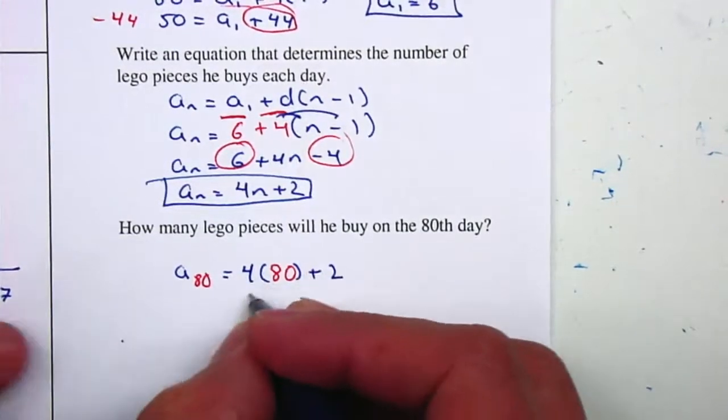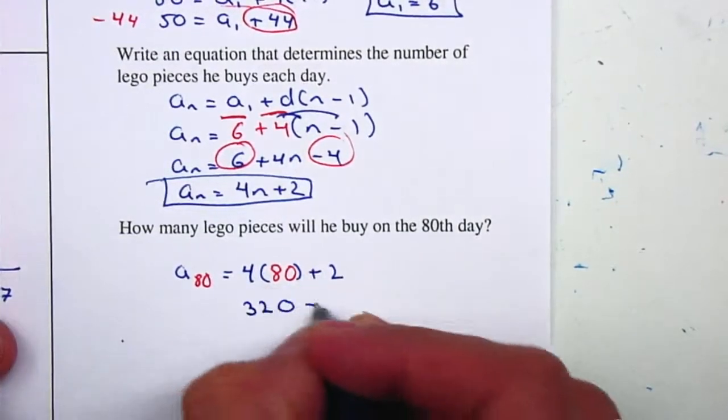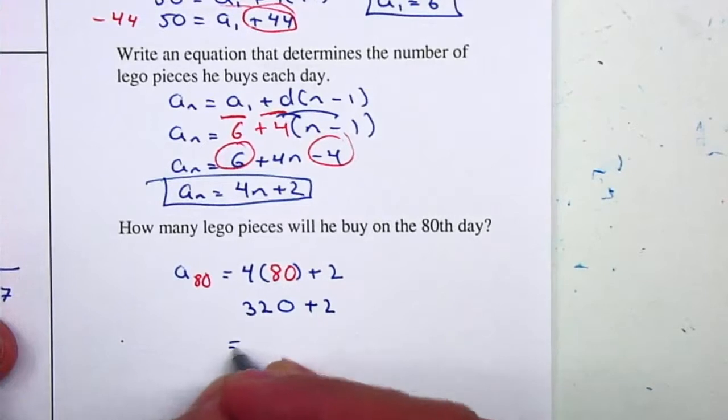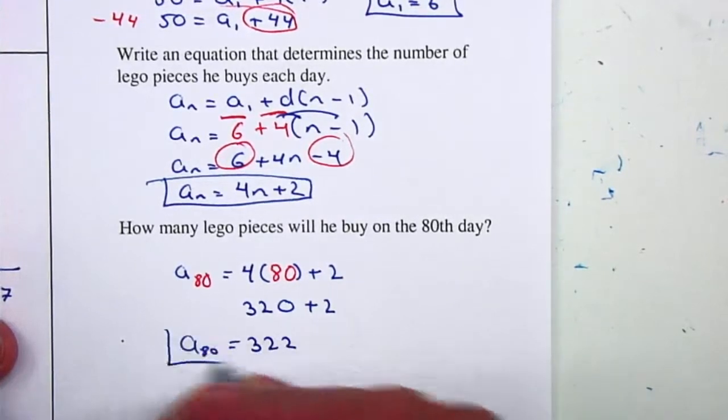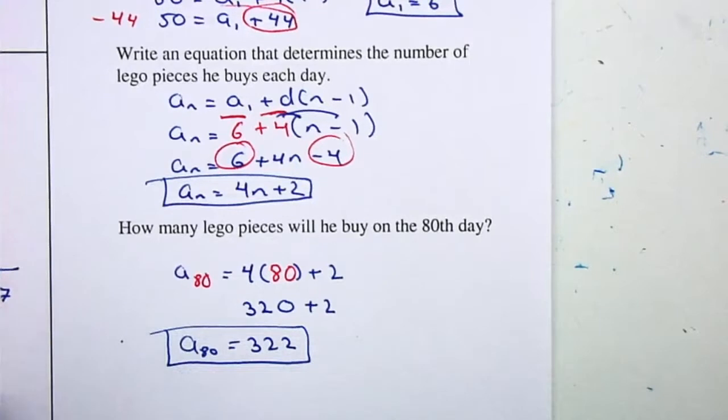4 times 8 is 32. Add the 0, plus 2. So the A sub 80 is equal to 322. That means that he bought 322 pieces on the 80th day.